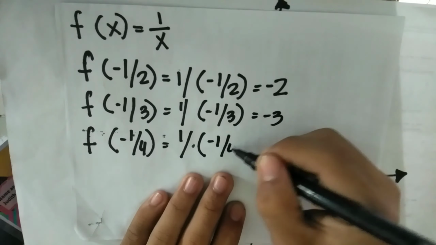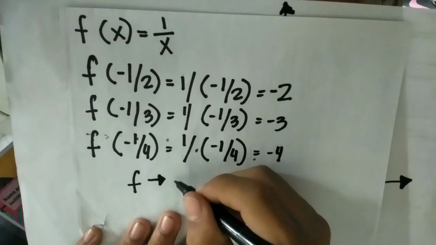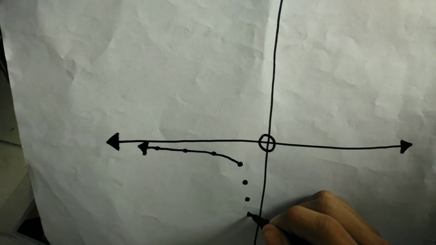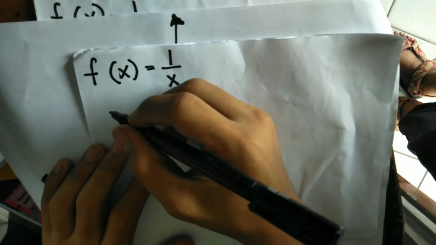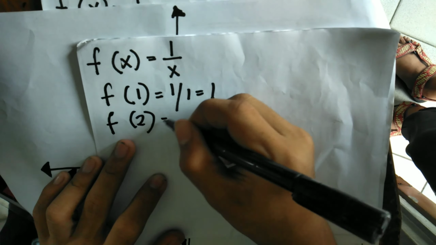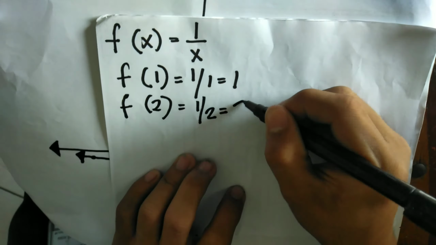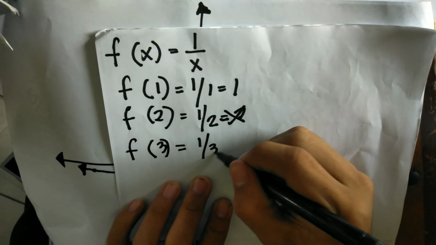In this tiny interval from negative 1 to 0, we can see that plugging in fractions of negative 1 will give us very big negative numbers, decreasing rapidly and heading towards negative infinity as x approaches 0, so that will look like this.